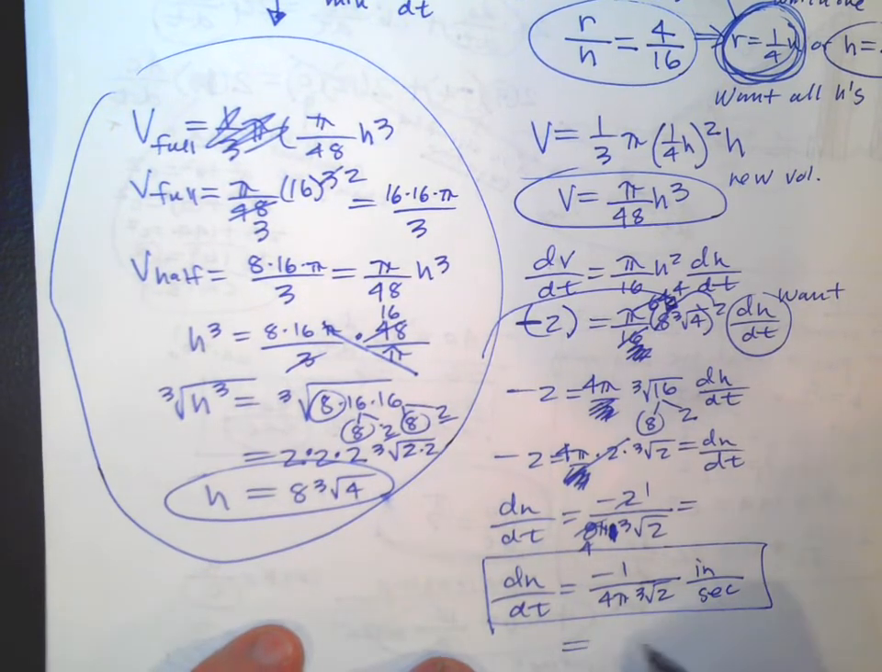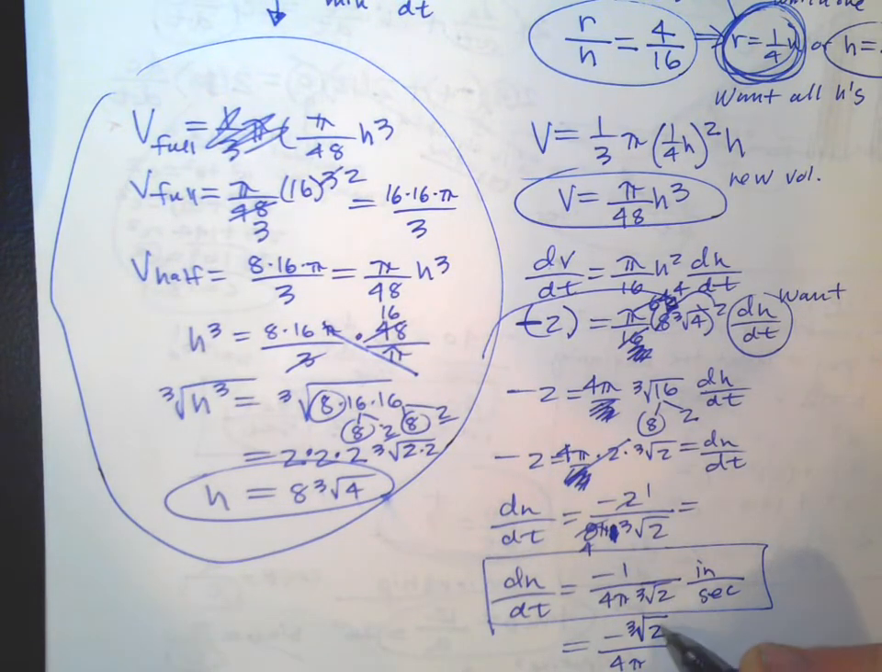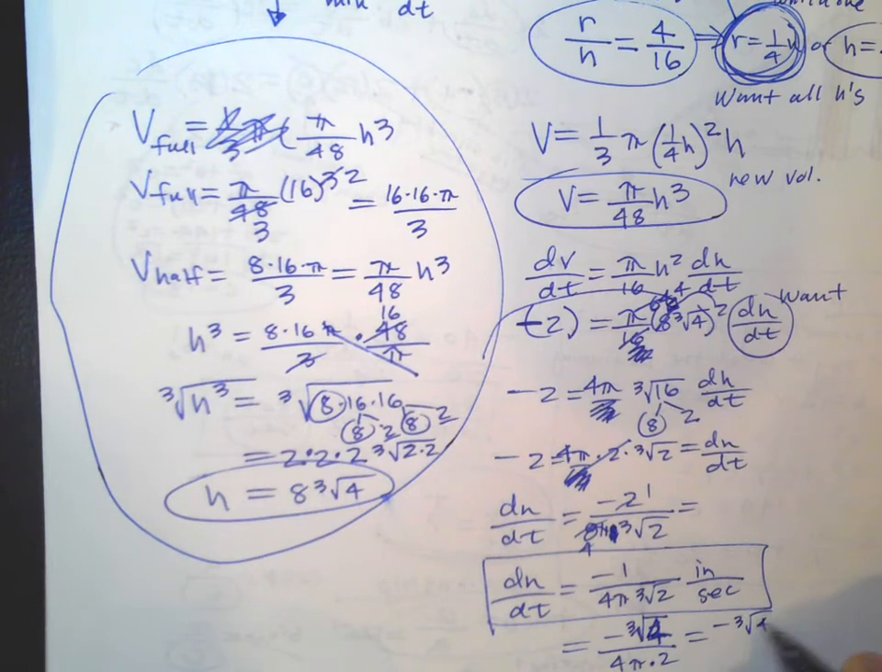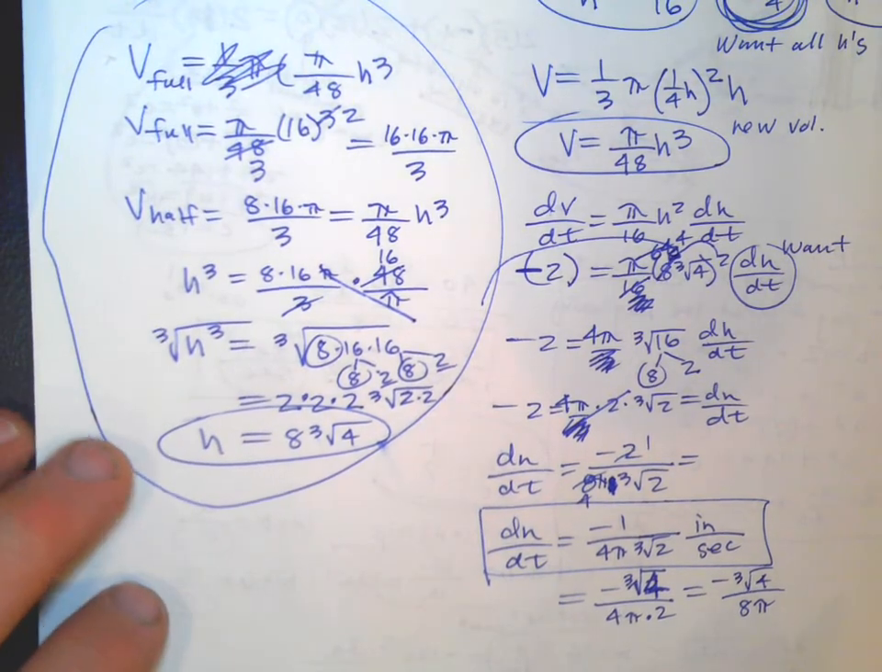You could rationalize the denominator if you want. You would get a cube root of 2, and then you need a cube root of 4 to make that a perfect cube, and then you get an extra 2 down here. So you could do negative cube root of 4 over 8 pi. That is the rationalized version of it. But wow, that was tough.